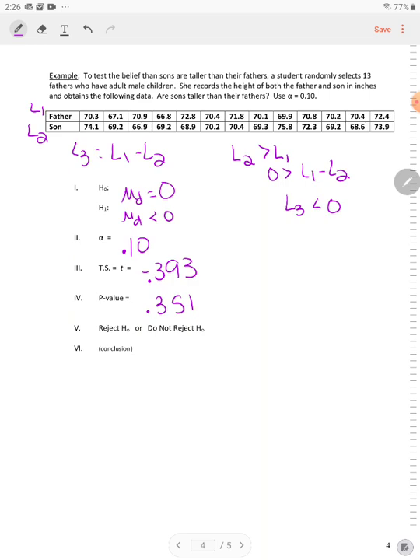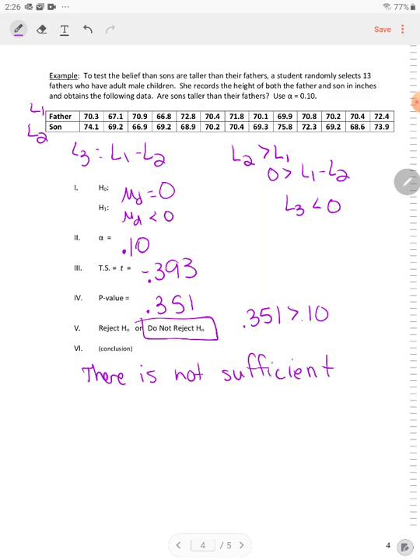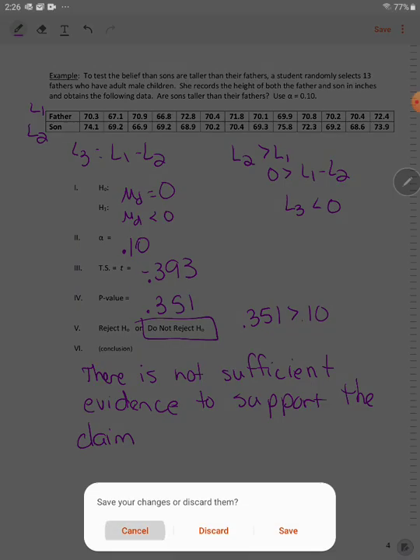So again, how does our P compare to our alpha? 0.351 is greater than 0.10, so we are going to not reject. There is not sufficient evidence to support the claim that sons are taller than their fathers.